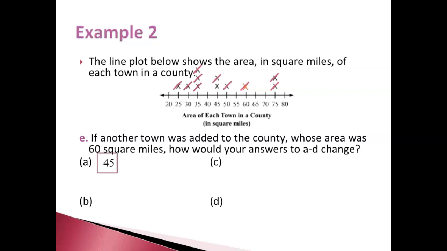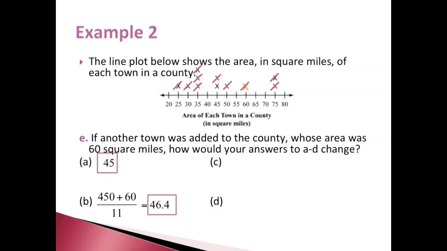All right, part B. Part B, we were finding the mean. So we already know that the sum of everything was 450, but now we have to add 60 along with it. And now that we have not 10, but 11 data points, we have to divide by 11. So this comes out to be 46.4.